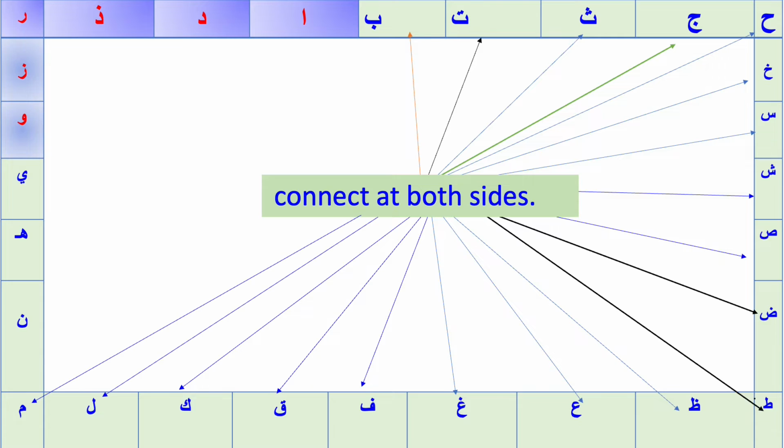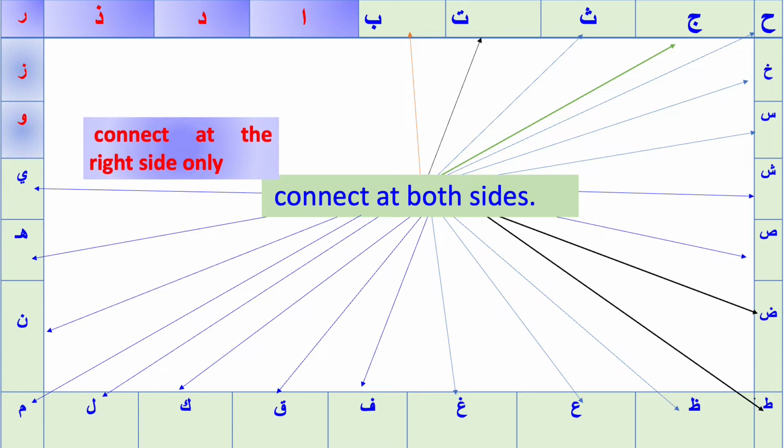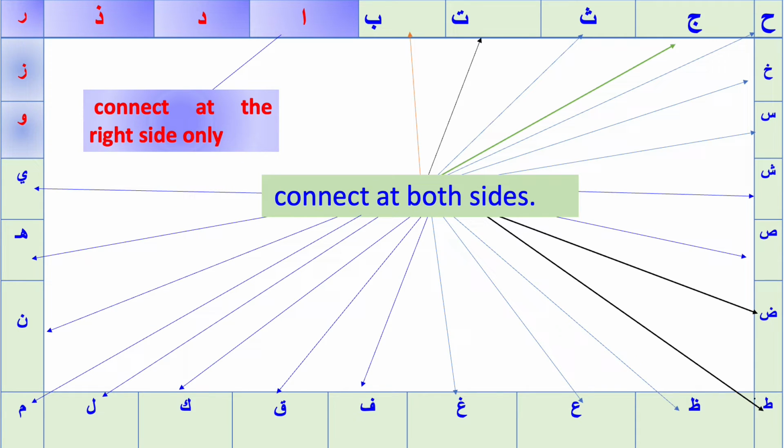noon, ha, ya. This is one group. The second group is the one that can only connect with the letter to their right hand side, where we have alif, dal, dal, ra, zay, waw.